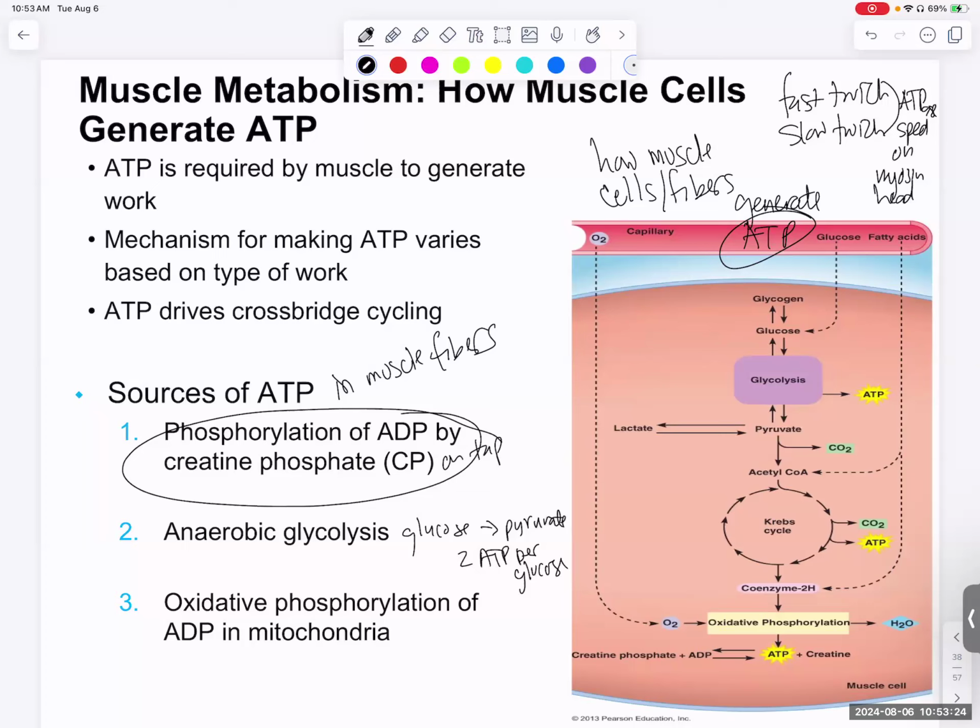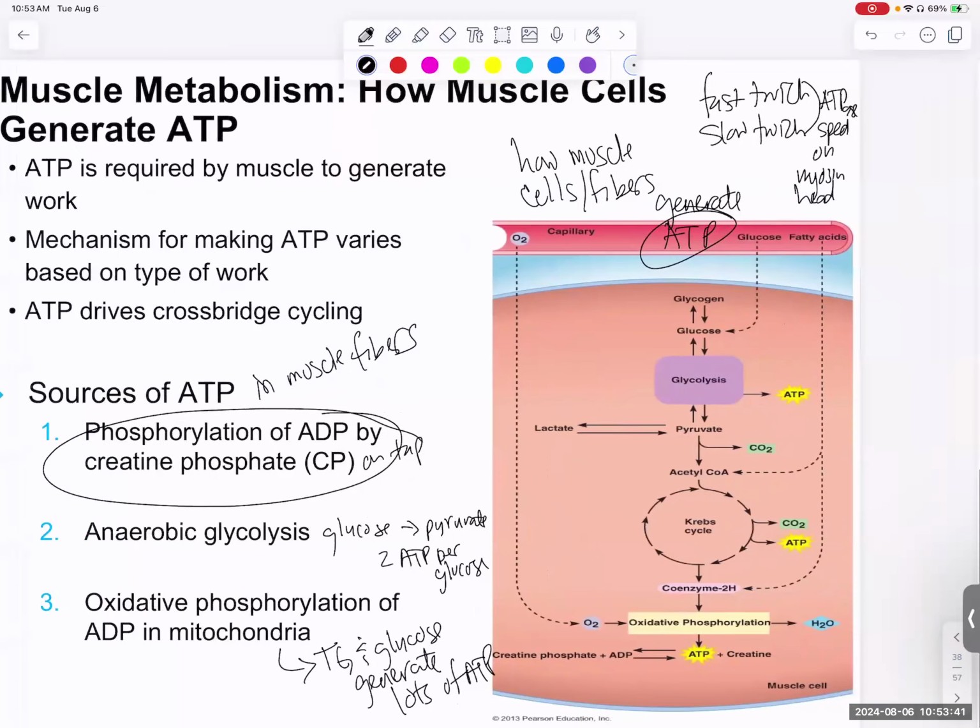Then we have oxidative phosphorylation. That's when we use the mitochondria, and here we can use triglycerides and glucose and generate lots of ATP. So these are our 3 ways.